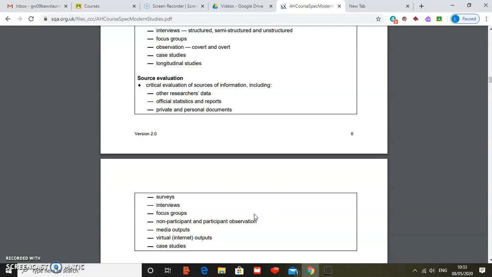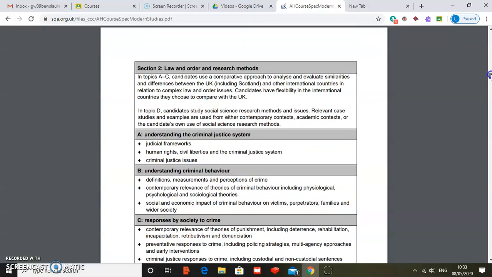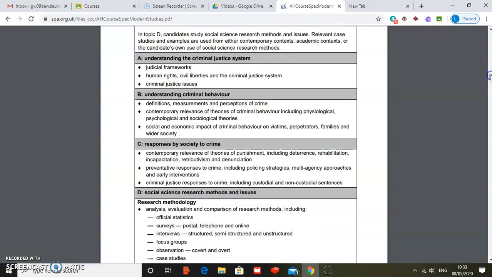However, it's not a huge amount of difference, but I just thought I'd show you this because this is where we're teaching from. Just so we're absolutely clear, this is our Bible in a sense. Anything in this document can be assessed in the final exam.